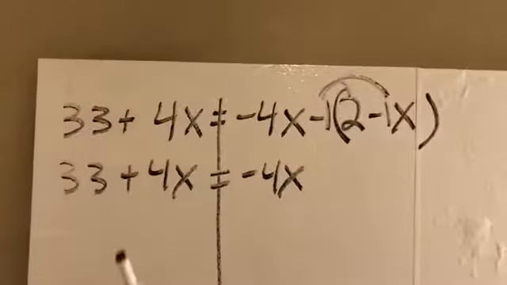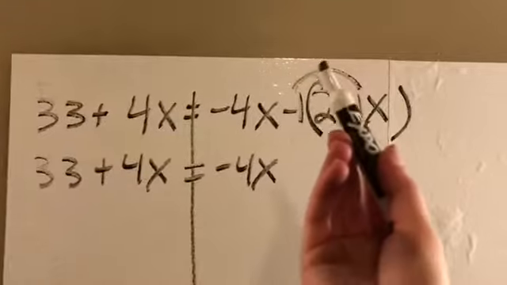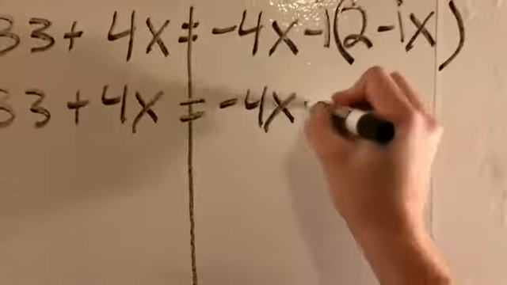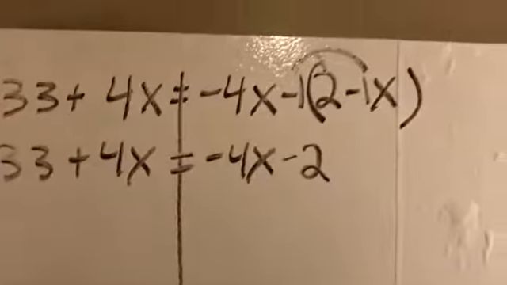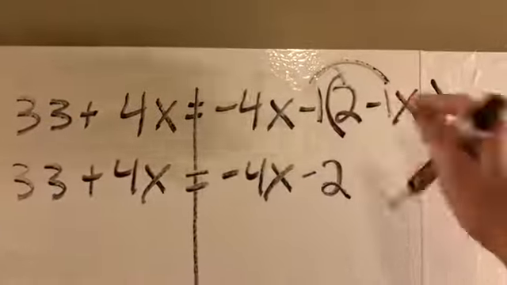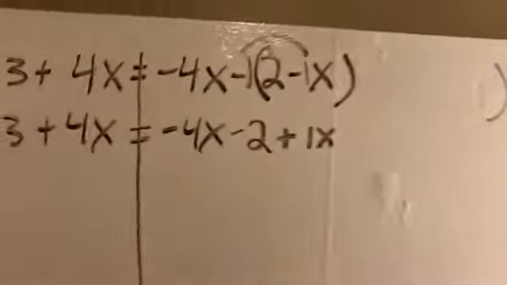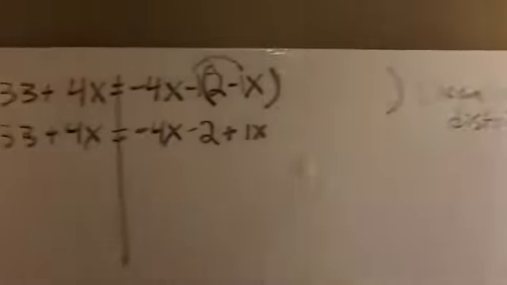So far, I've just written down everything except for my distribution. Now, -1 times 2 is -2. When one number is negative, your answer is negative. A -1 times -1 becomes a +1x. Okay, so we just cleaned up the distribution.